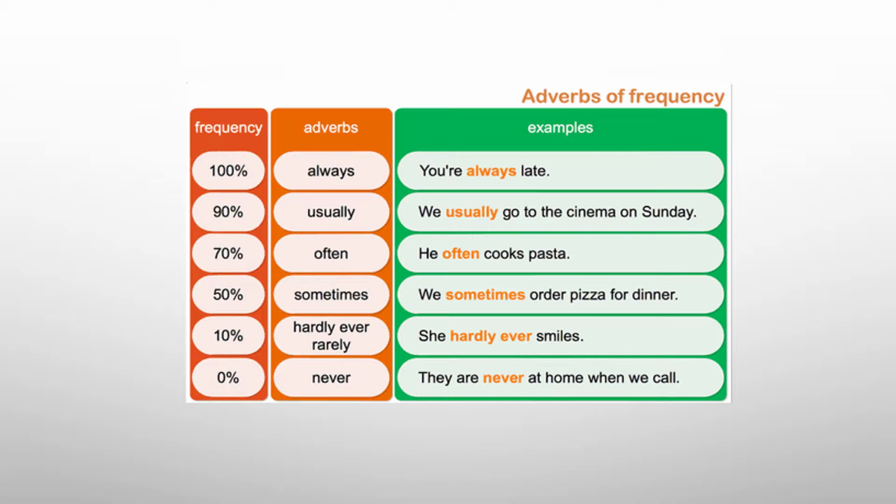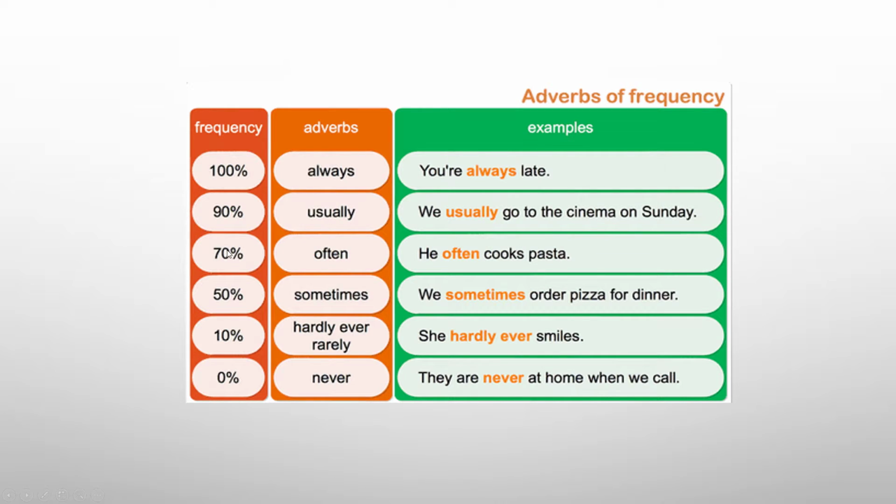So, for example, when we do something with 100% of frequency, we are going to use the adverb always, which in Spanish is siempre. The example says, "You're always late." When we do something with a 90% of frequency, we're going to use the adverb usually, which in Spanish is usualmente. The example says, "We usually go to the cinema on Sunday."